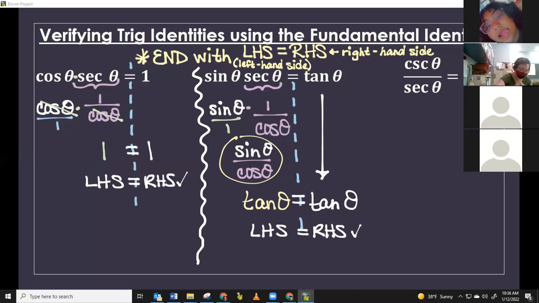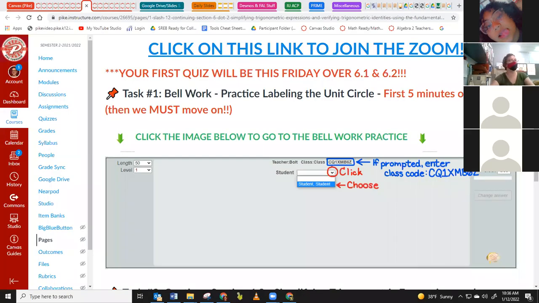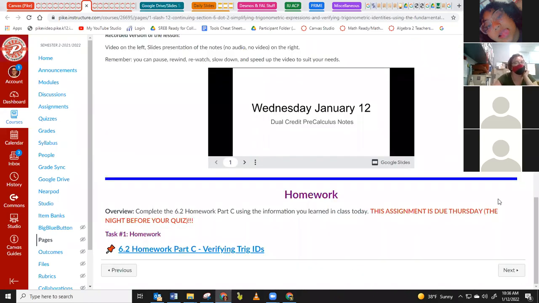All right, guys. Very, very briefly, I'm going to work on trying to get that unit circle quiz fixed. I apologize. I'm working on it. You guys have a homework that is due for me tomorrow night. That's the night before your quiz. Practicing, verifying, and simplifying. I've tried to scaffold this because I realize it's a brand new skill.